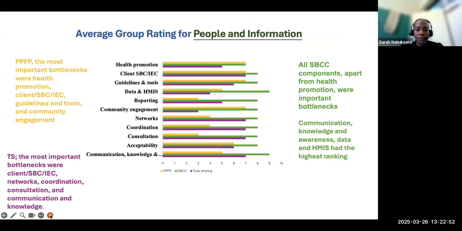Next. The average rating for people and information, now this is the last building block. We see that SBC still had all components apart from health promotion as important bottlenecks. And the most important was communication and knowledge awareness, data and HMIS. But also we see that task sharing had the most important bottlenecks as client, SBCC, IEC, networks, coordination, consultation, and communication and knowledge. PPFP, the most important bottlenecks were promotion, health promotion, SBCC guidelines and tools, and community engagement.